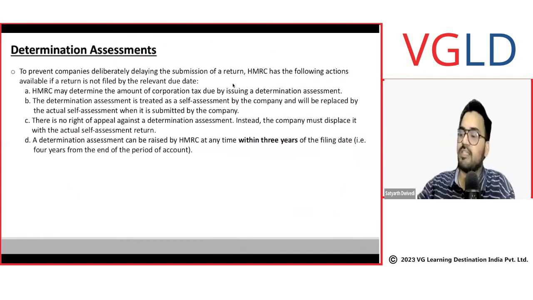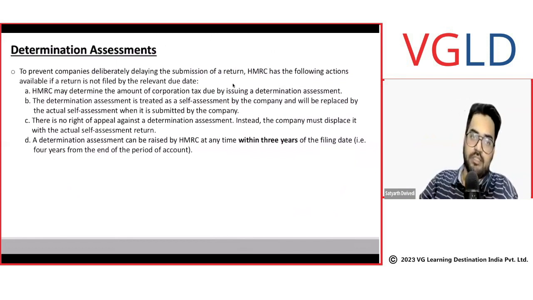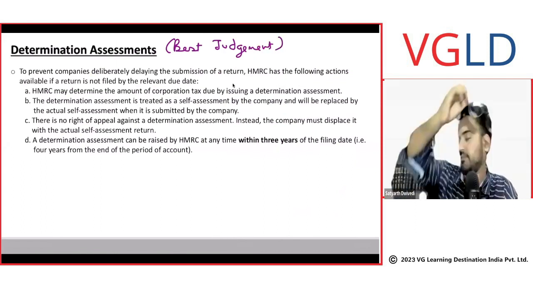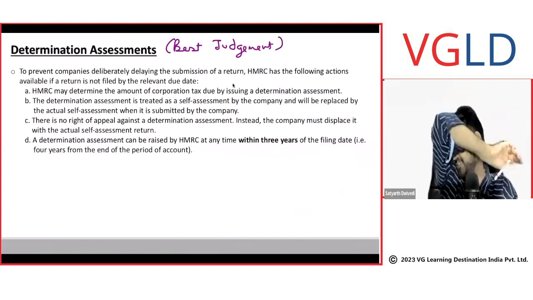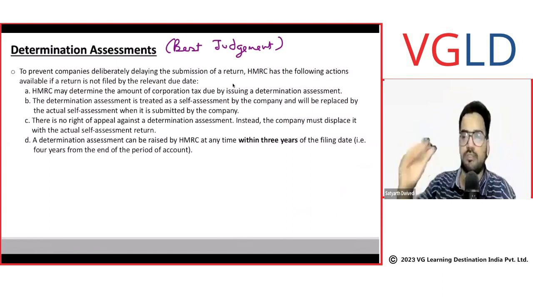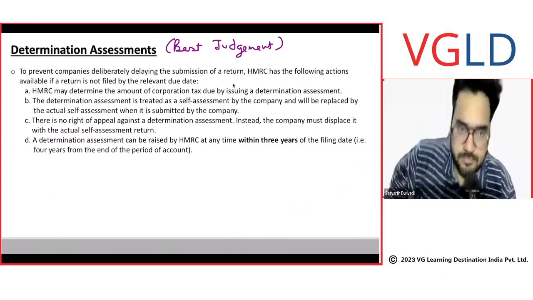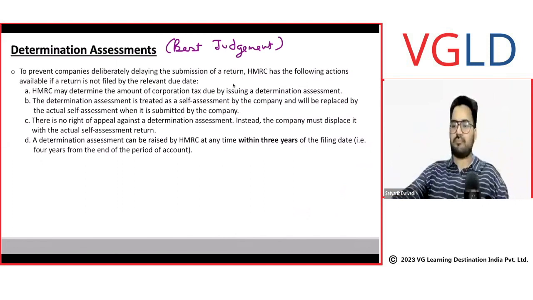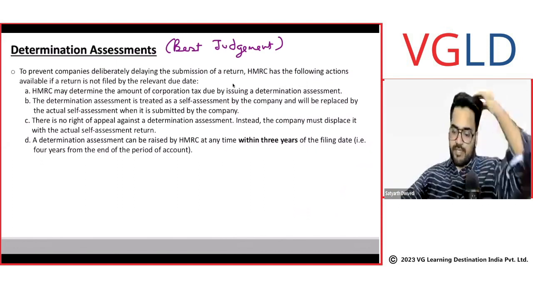There we go. Now this is determination assessment. Okay. Do you remember best judgment? What was best judgment? Section 144. Yes. Remember section 144. 144 was best judgment, right?